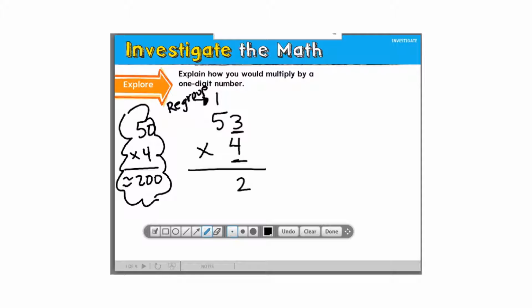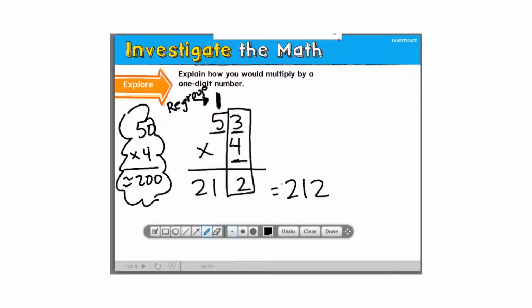So I multiplied 4 times 3 and I got 12. And because I'm multiplying in this column right here, I can only fit 1 digit underneath. So the 1 has to go up here in the next column. Now I'm going to multiply the 4 by the 5, which is 20. And then I have to add the 1 to it. So the 1 that I've regrouped has to be added. So 4 times 5 is 20. Then I add the 1, gives you 21. So then your final answer would be 212.